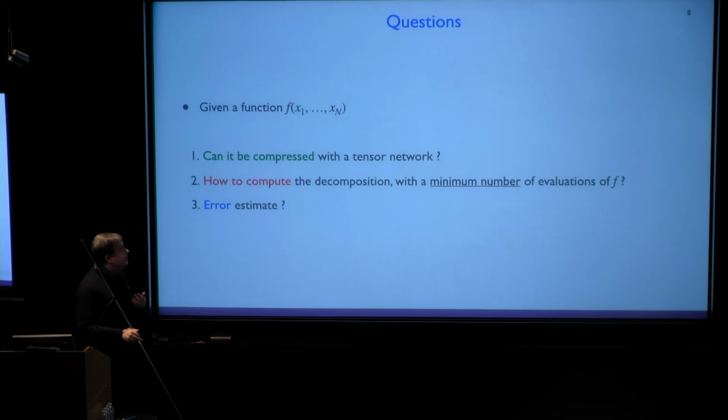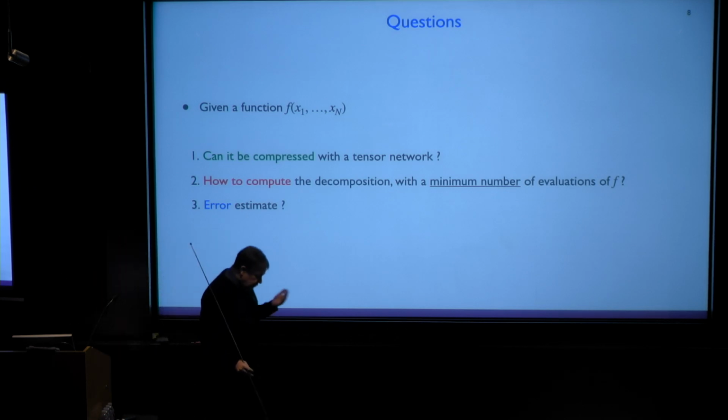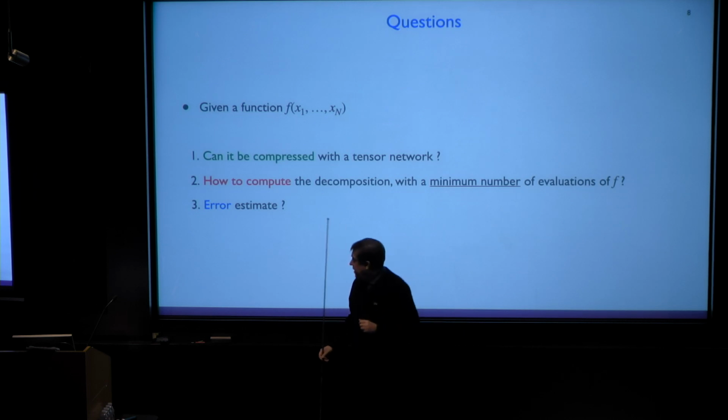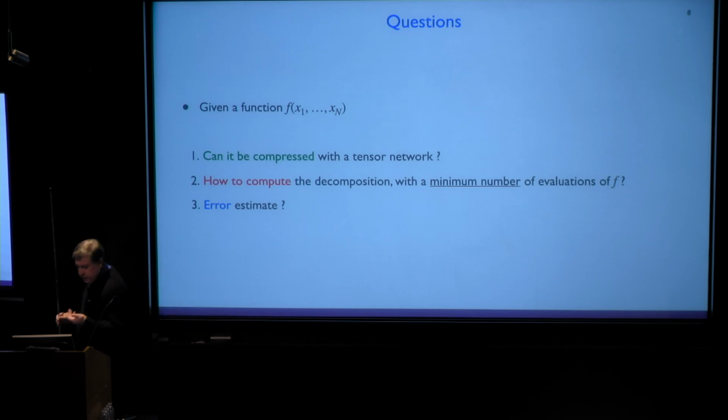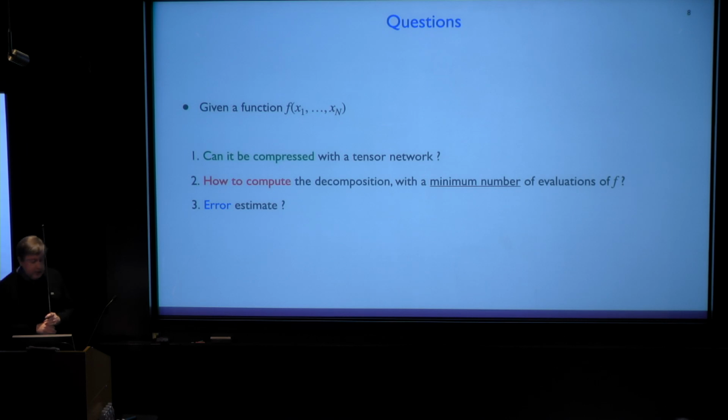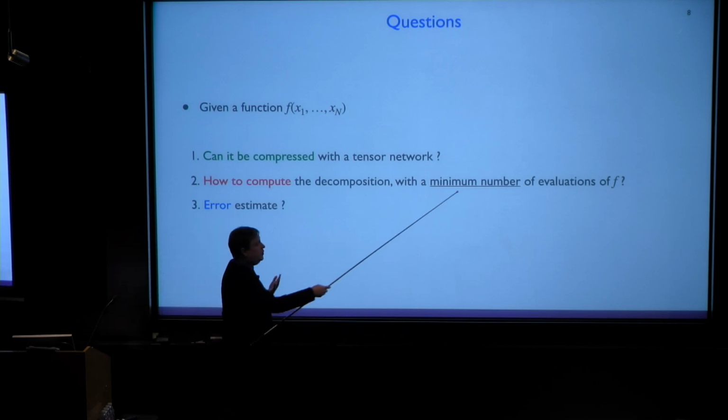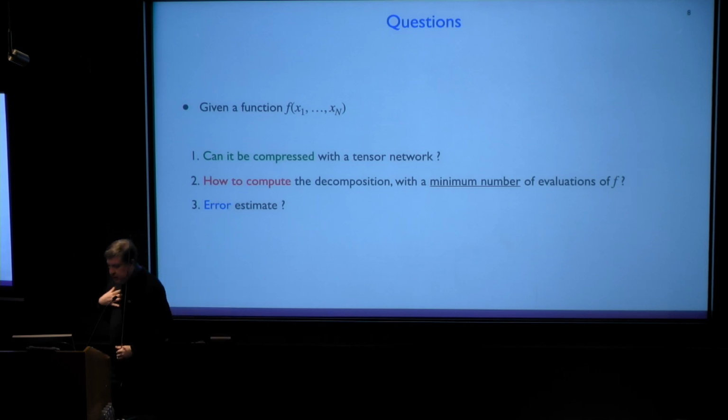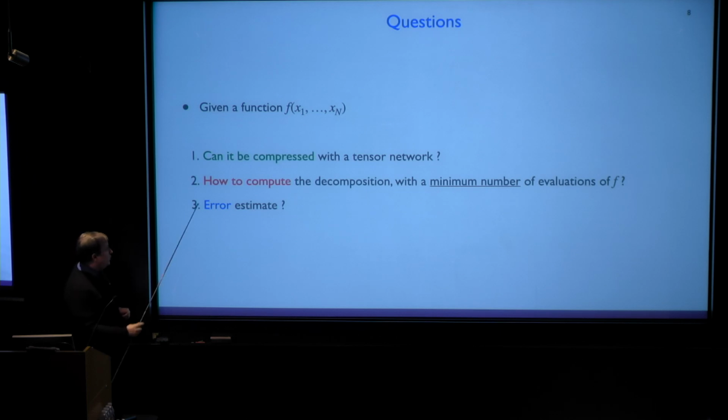So the key question here is, if I give you a function, or any function you can compute, you have algorithms to compute, can it be compressed in a tensor network? Not every function can do that. A similar question is, in which variable can you compress it? You may have a change of variable that does it or doesn't. That's a separate question. And if it does, how am I going to compute the decomposition? If possible, with a minimum number of calls to the function, because the functions I'm working with are usually very expensive to compute, so I don't want to call the function too many times. And I want to do that with an error estimate and control. I want to be able to refine my approximation. I want, optimally, to be able to go to machine precision.